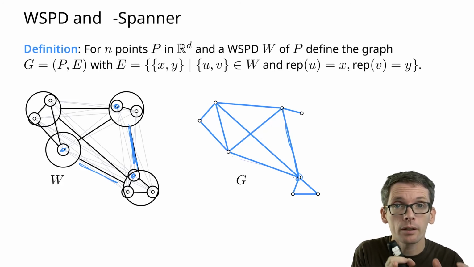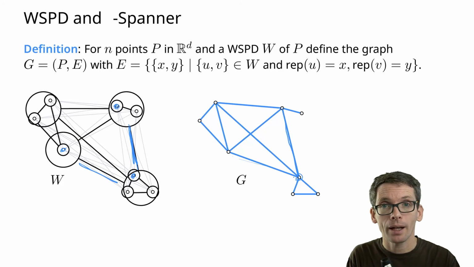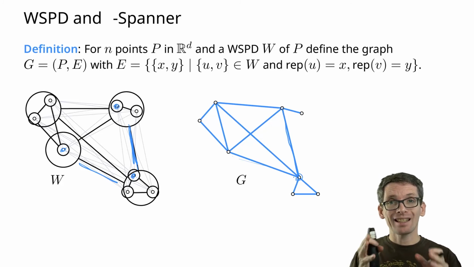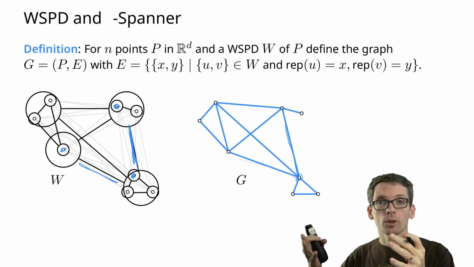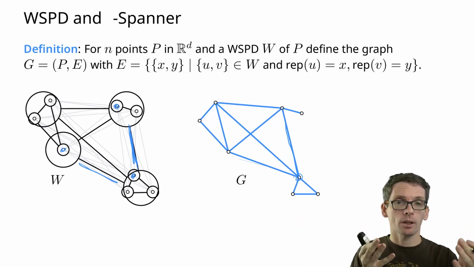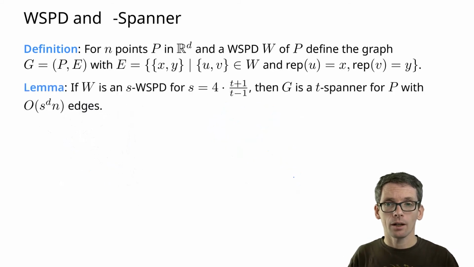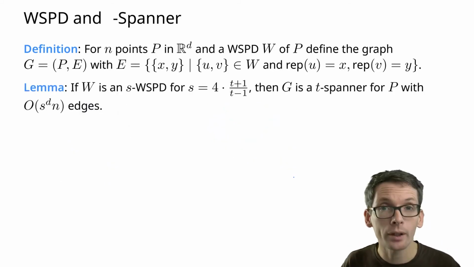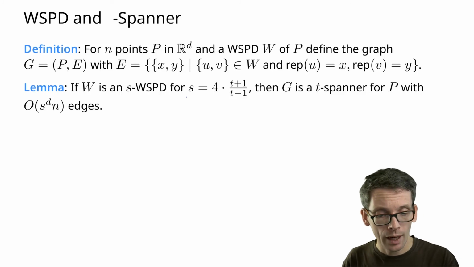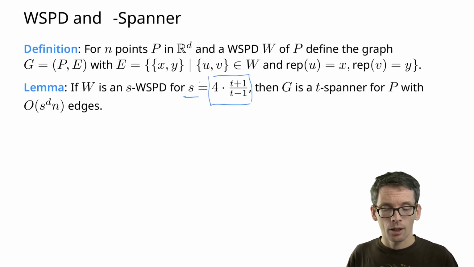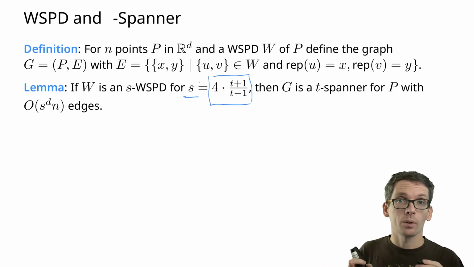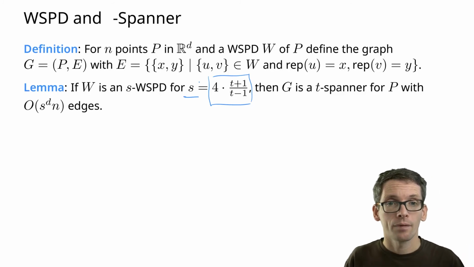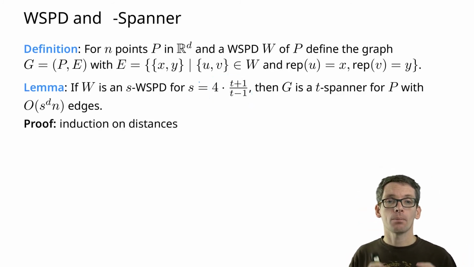And my claim is this is a spanner. It's a t-spanner, but obviously the t will depend on my s. So I have an s-well-separated pair decomposition with parameter s, and a t-spanner with parameter t. So these need to relate. And as I will show next, if you choose s to be this quantity here in terms of t, then if I take an s-well-separated pair decomposition, the resulting graph will be a t-spanner, and we prove this by induction.